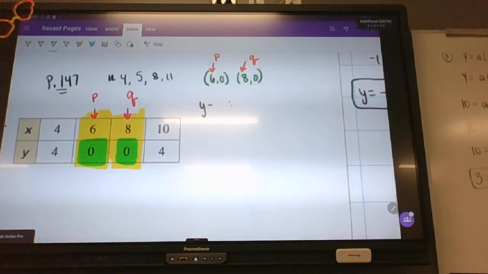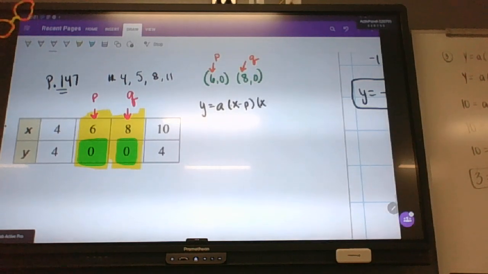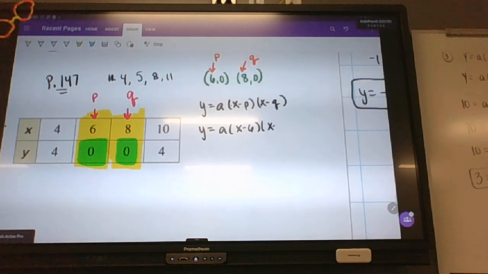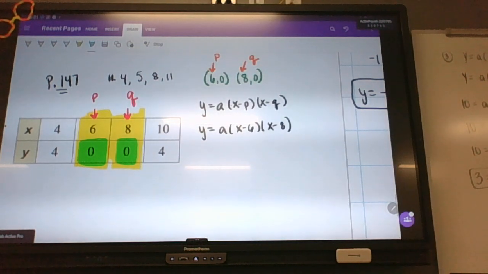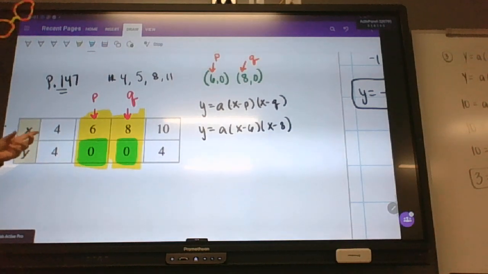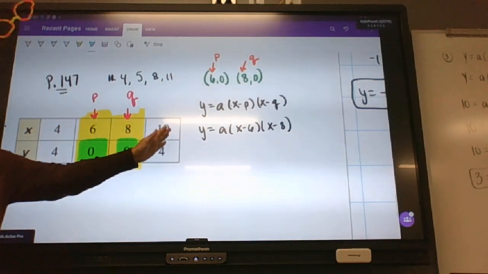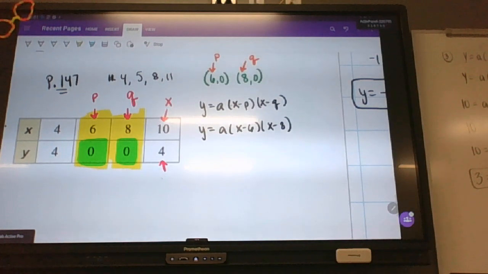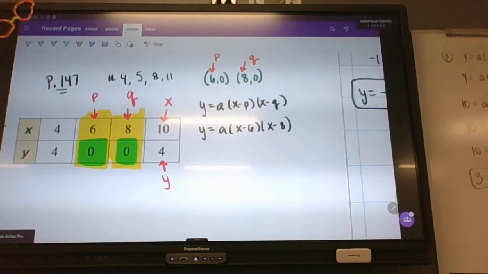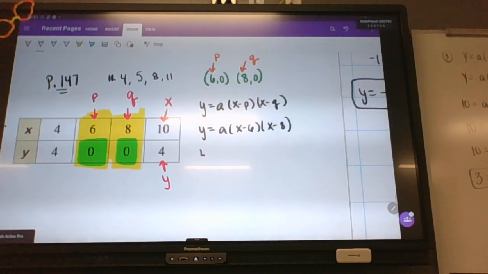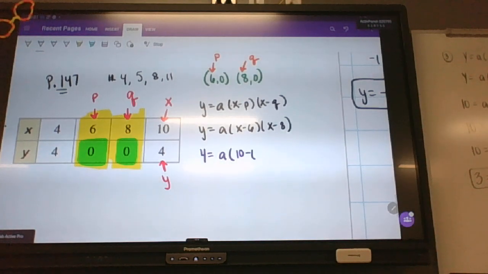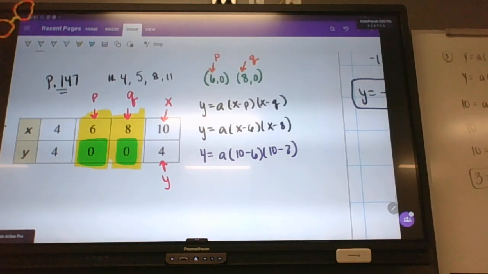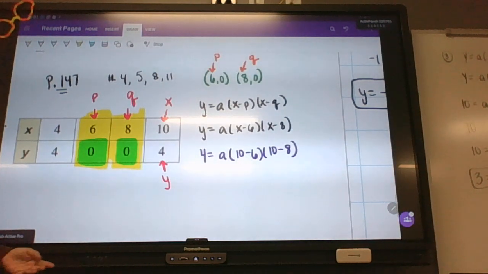So I head to intercept form. And I put in x minus 6 and x minus 8. And then, you guys, I know I've been saying I'm going to use this as your xy, but since they're both 4s, let's use 10 and 4 as our xy point here. We're going to put 10 in for x and 4 in for y. And so x goes in 2 places. And now we've done it. We only have one letter left.